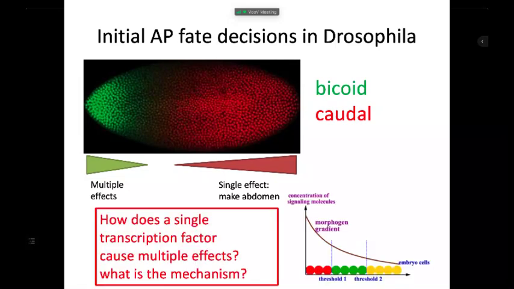How is it that a single transcription factor can cause multiple effects, i.e. like a morphogen? So the further away we are from the point of synthesis of the transcription factor, we get different threshold concentrations experienced by the nuclei, and these induce different downstream effects. Now, what is the mechanism of this process?